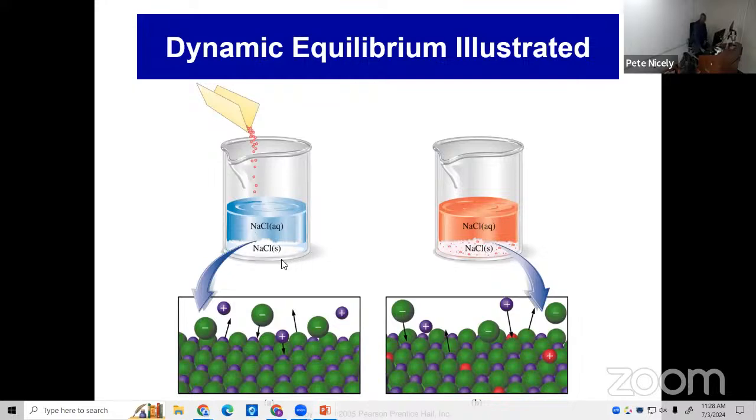solid here. So basically, we can represent the state of affairs in terms of a reversible process. It's not a chemical reaction per se, but the same principles apply, where you have an equilibrium between sodium chloride solid and sodium chloride aqueous, right? That's what happens when the sodium chloride solution is saturated. You have the back and forth, right?